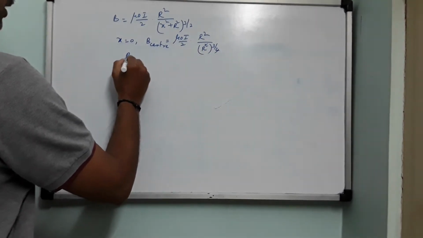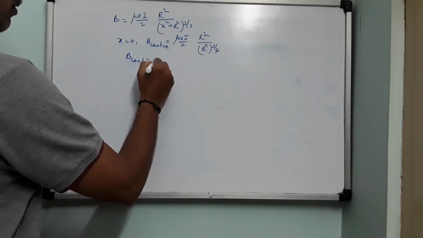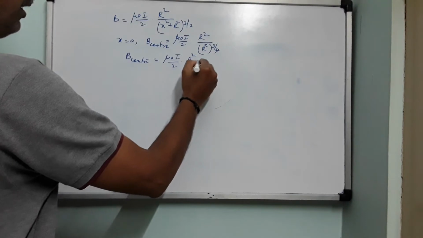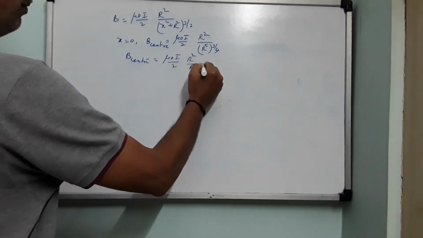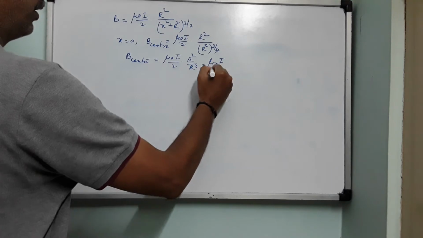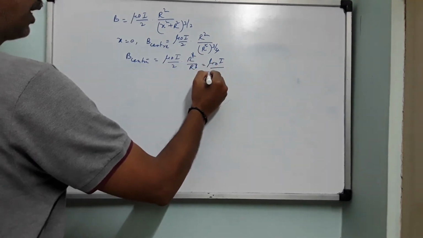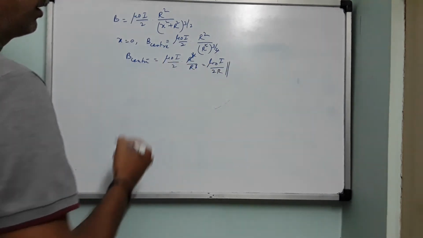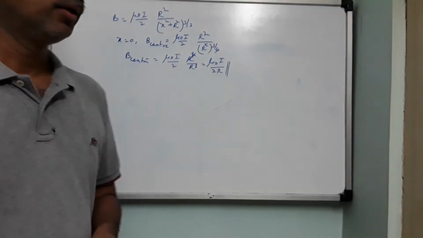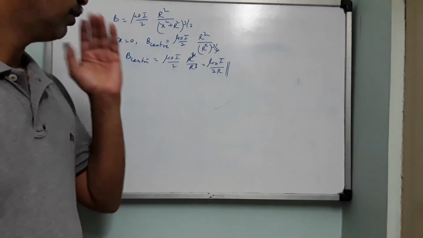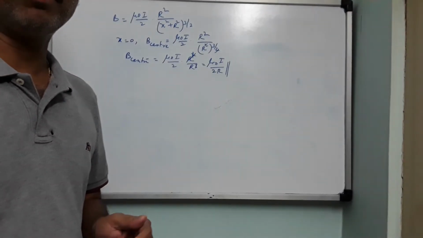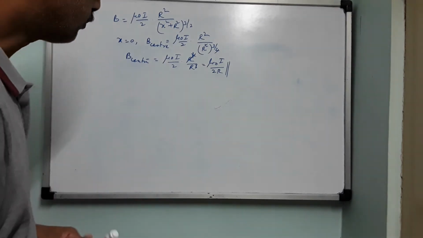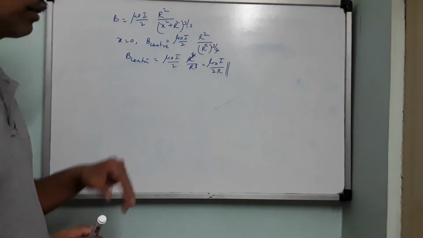So the 2 and the square will be cancelled. You will get B at the center equals mu naught into I divided by 2 into r square by r cube. So this will be mu naught into I divided by r. The cube is cancelled, this entire thing. So you will get mu naught I by 2r. This is what we derived in the first case. So this is one of the cross checks for you, whether you have derived the formula correctly or not.